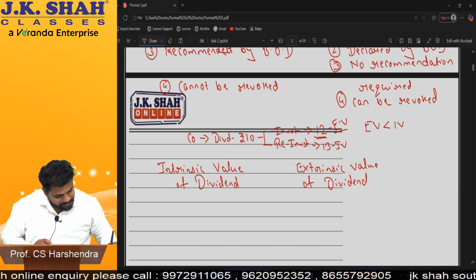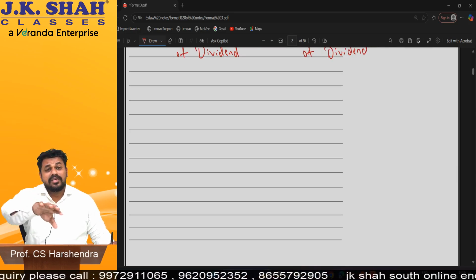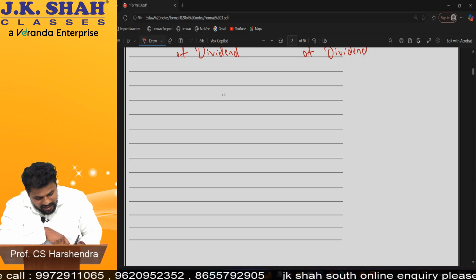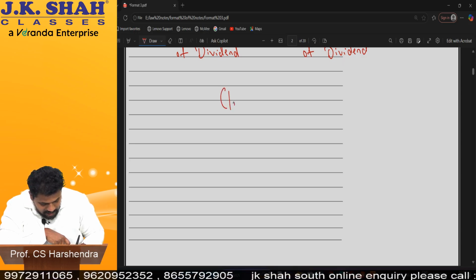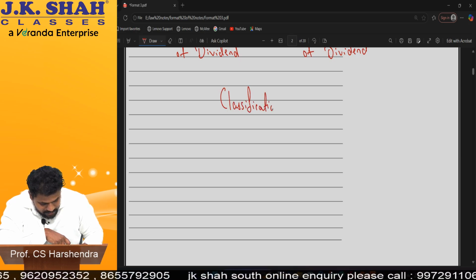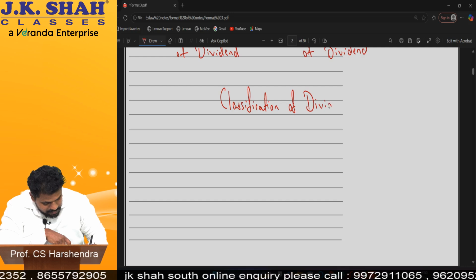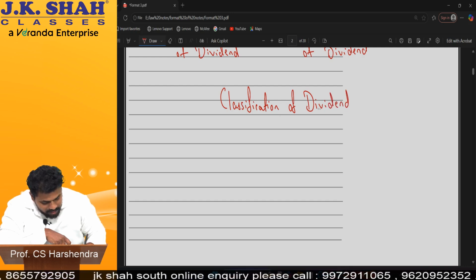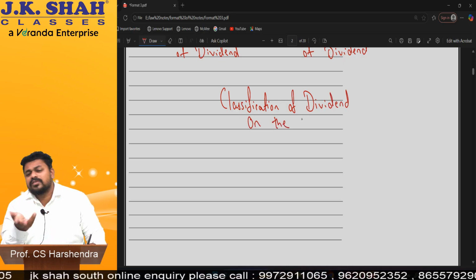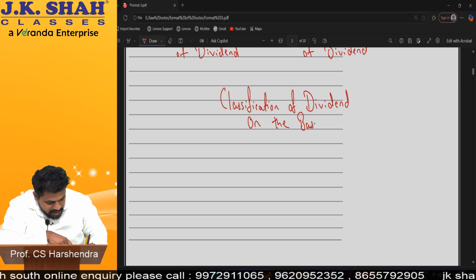Okay. Now, so we understood the classification of dividend on the basis of what? Time. Now, second is classification of dividend on the basis of shares. It's a very simple one. On which shares you are getting dividend, we classify as per them. On the basis of shares.